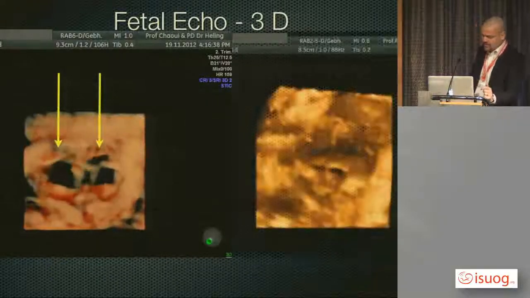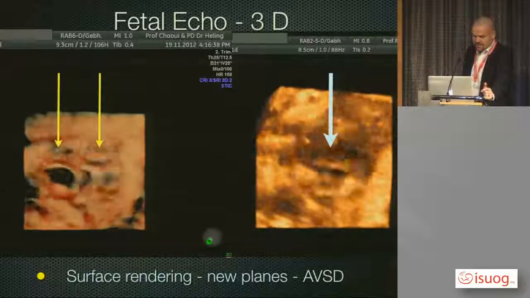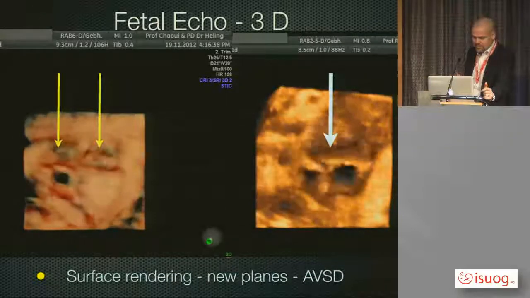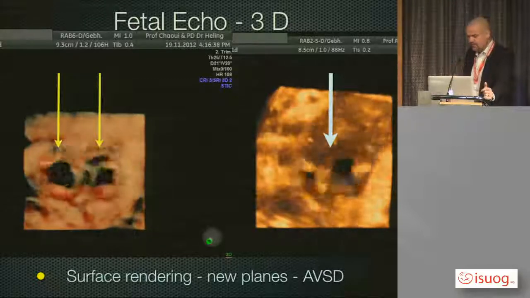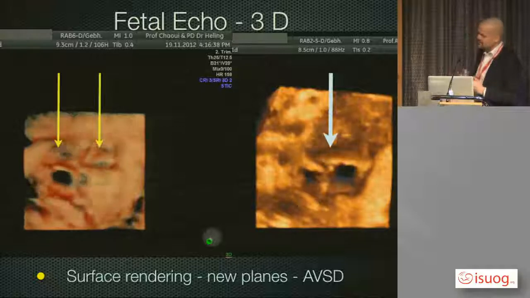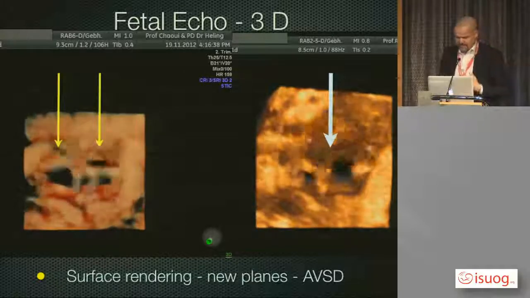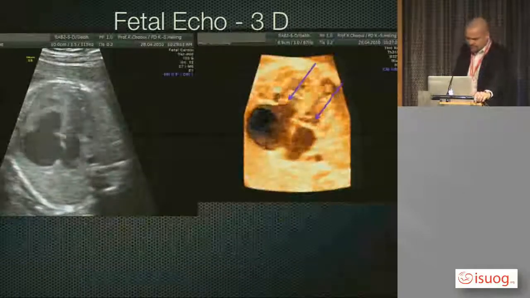And when we rotate the volume via the x-axis, in the normal case we would expect and we will see two AV valves, but in a case with an AVSD, you have only one AV valve, and you see also only the opening and closing movement of this one AV valve. And again, the same for a case with an Ebstein's anomaly.